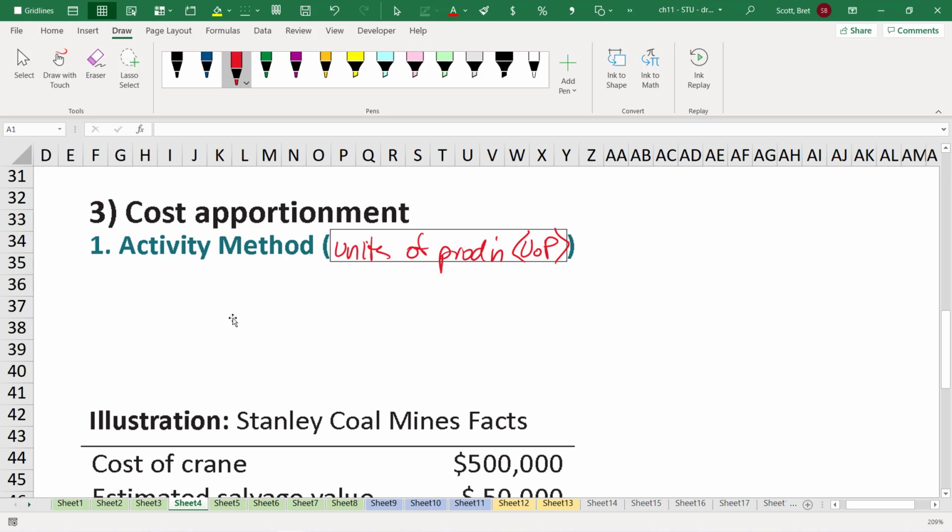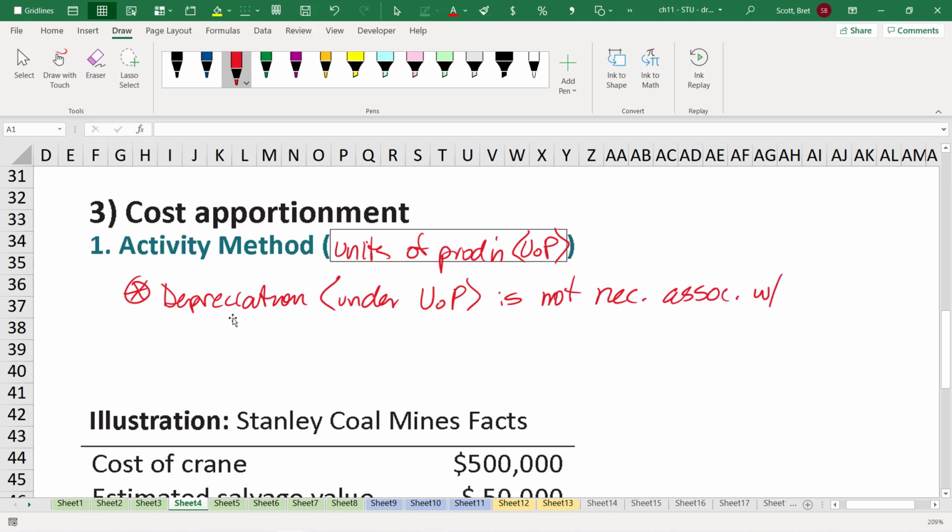One thing as something is being produced, say we have a bunch of UPS trucks, right? And they're out delivering packages. Well, the more mileage we put on the trucks generally means we're delivering more packages. Delivering more packages means more revenue. However, something to keep in mind is that depreciation under UOP is not necessarily associated with sales revenue.